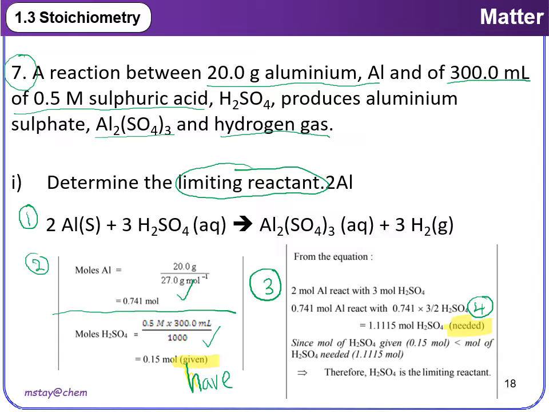So before we determine the limiting reactant, we are comparing what we need with what we have. We have 0.15 mole of sulfuric acid, but we need 1.1115 mole. So from here, we know that it is not enough. When it is not enough, the sulfuric acid will become the limiting reactant.